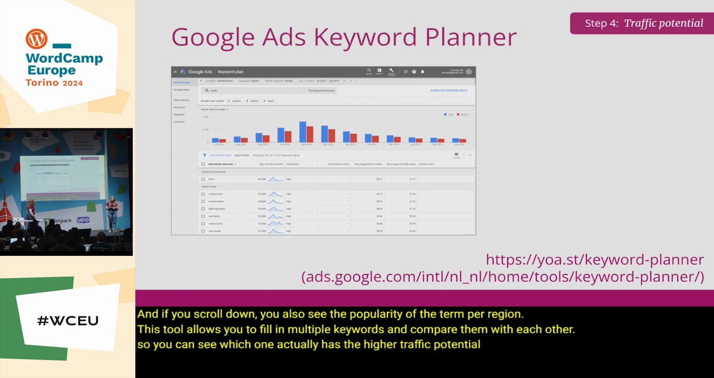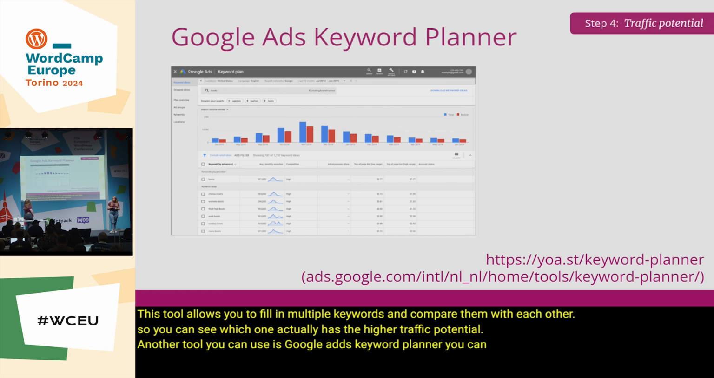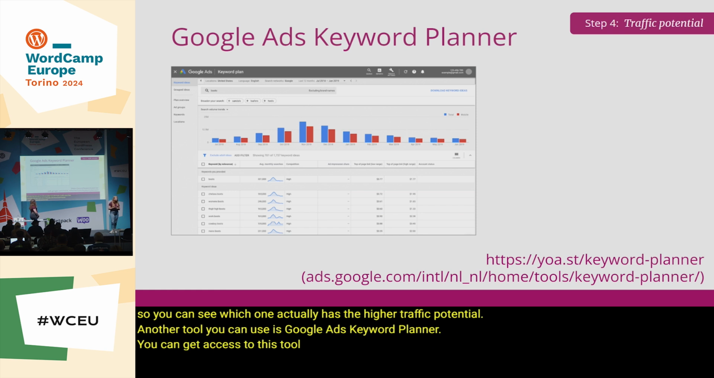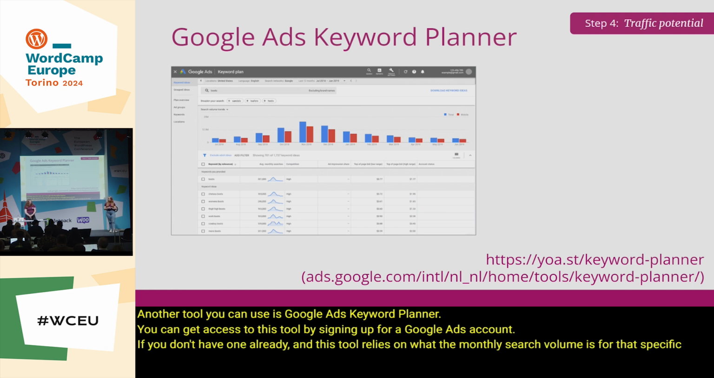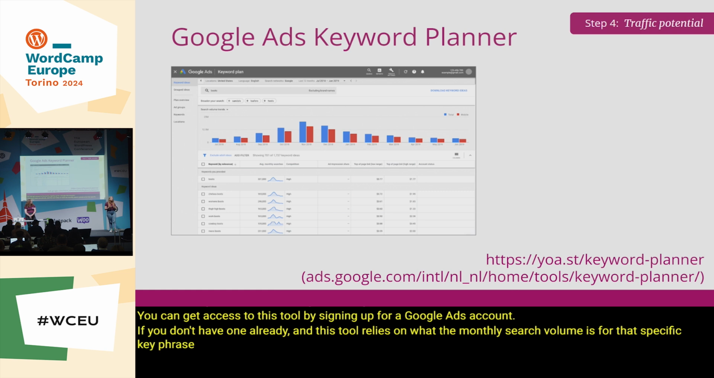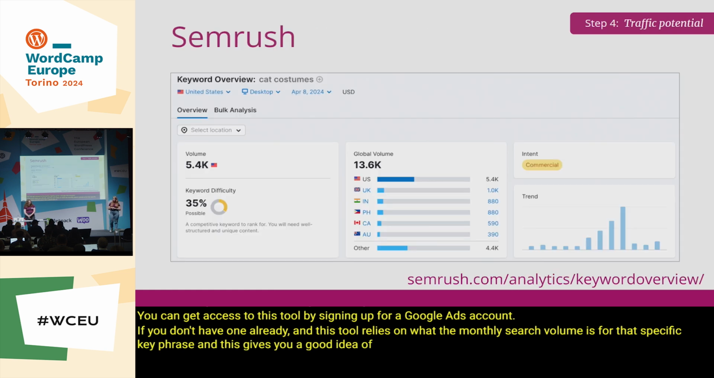Another tool you can use is Google Ads Keyword Planner. You can get access to this tool by signing up for a Google Ads account if you don't have one already. And this tool relies on what the monthly search volume is for that specific key phrase. And this gives you a good idea of the traffic potential as well.